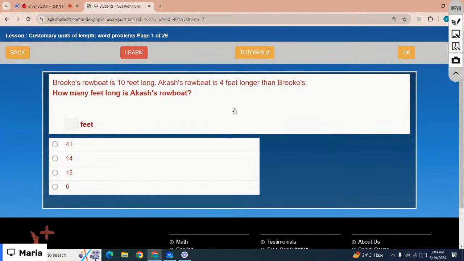Okay, Brooks's robot is 10 feet long. Akash's robot is 4 feet longer than Brooks's. How many feet long is Akash's robot?